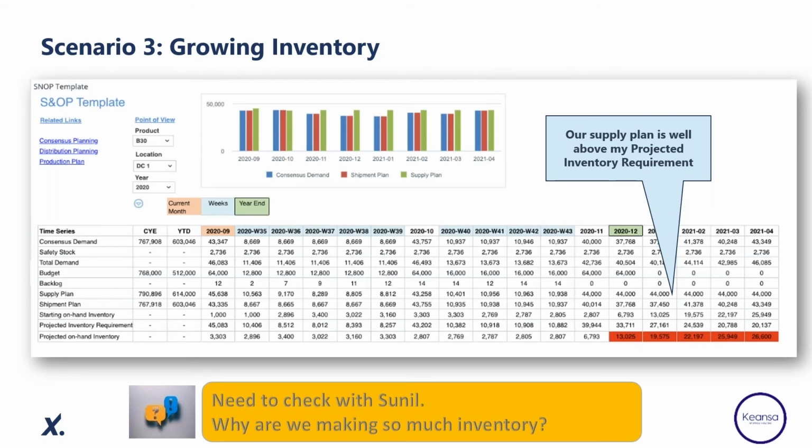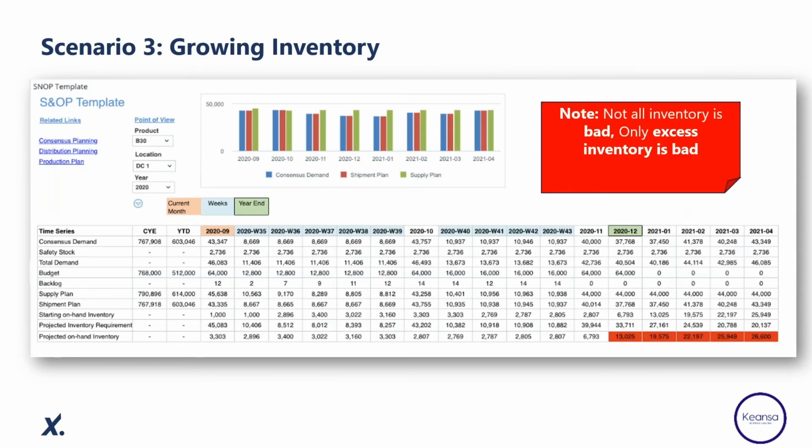Okay, good news. So the point here is not all inventory is bad. Only excess inventory is bad. So here what we're doing is we're building up the inventory, which is the right thing to do if you're expecting a large amount of demand. So instead of having a lot of overtime in March and April because you've got to make up for a very high demand in May, Sunil has put together a nice level loaded supply plan. We end up increasing our supply, and we're now going to be ready for that extra demand in May.